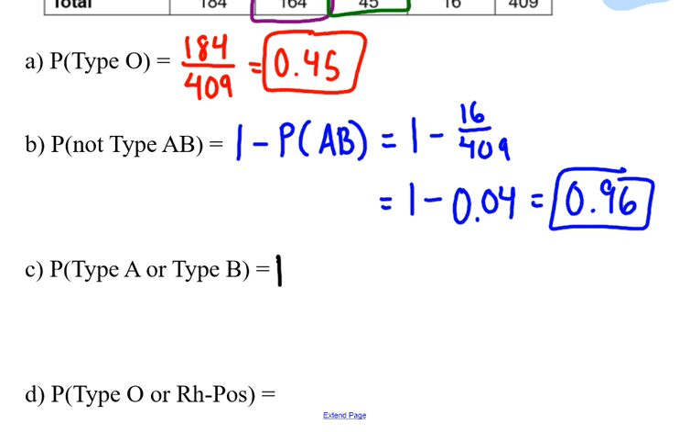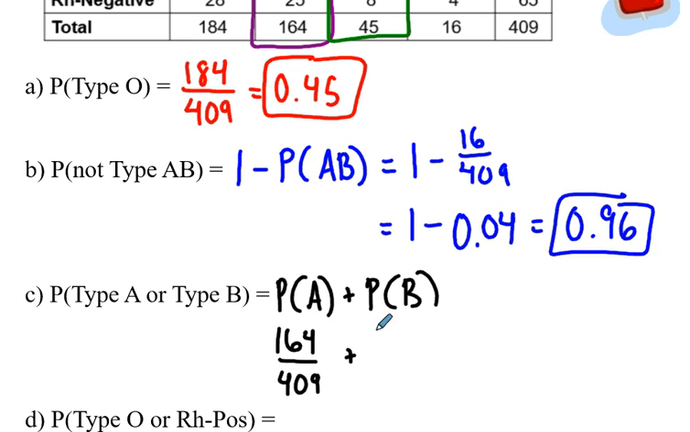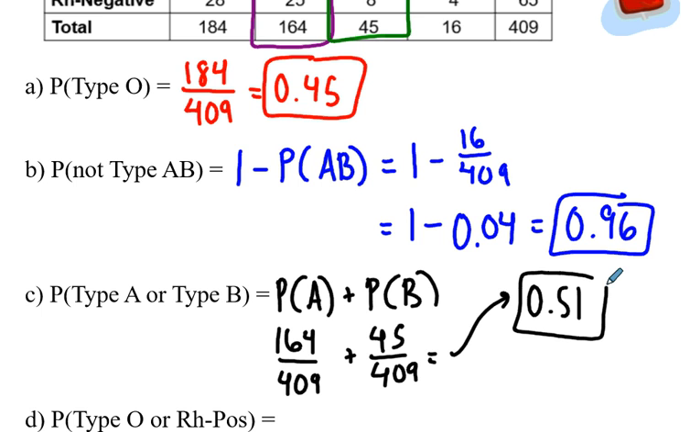I can simply do probability of having A blood plus the probability of having B blood and then add them together. Well, the first one's 164 out of 409. The second one is 45 out of 409. 164 plus 45 is going to leave me with 209. If I divide 209 by 409, I'm going to end up with about 51% of the population is going to have either A or B blood.